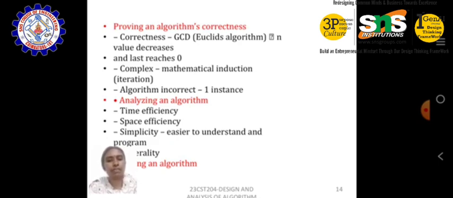Then practice, practice, practice, which means solving problems constantly. Solve problems on platforms like LeetCode, HackerRank, and Codeforces to develop our problem-solving skills.